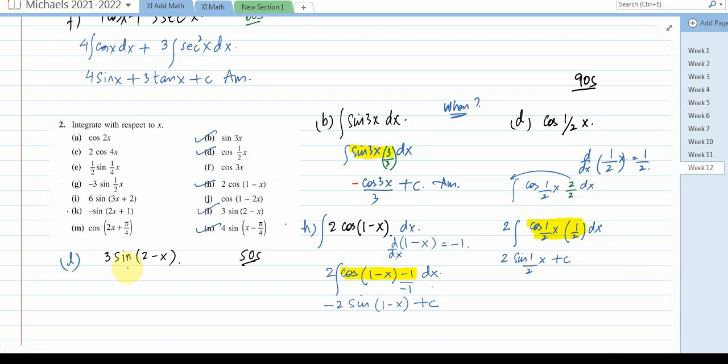Alright, the integral of sine is minus cos when you have the derivative of the angle. So it will be 3 sine(2 minus x) dx. The derivative of the angle is -1. We need to multiply and divide it by -1. Similarly, the function is ready to integrate now.